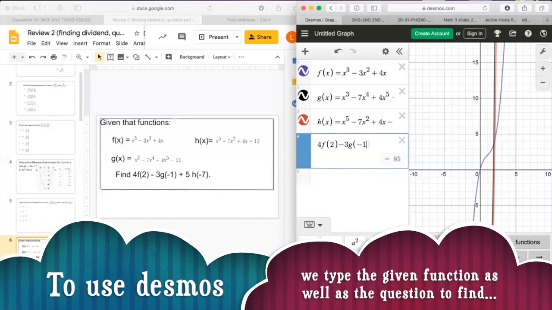negative 1. So you notice that if we solve 4f of 2 minus 3g of negative 1, we have here the answer. It's already 85, right? And then the last one is plus 5h of negative 7. So here, our answer is negative 85,865. That's it.